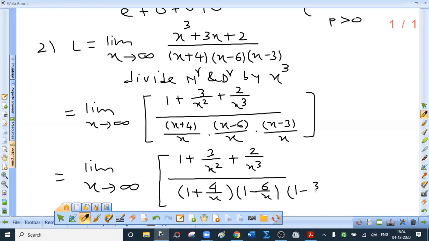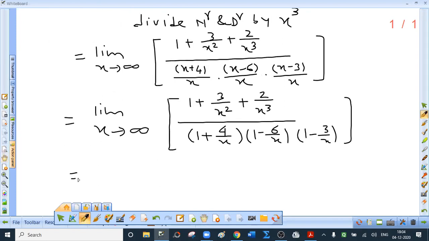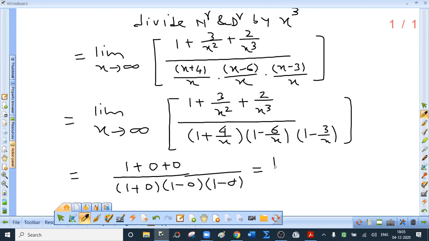Right. Now take the limit. So this is (1 plus 0 plus 0) upon (1 plus 0), (1 minus 0), (1 minus 0). So the value of the limit is 1 upon 1, which is nothing but 1.